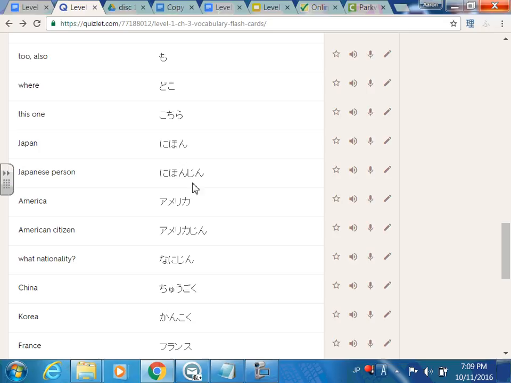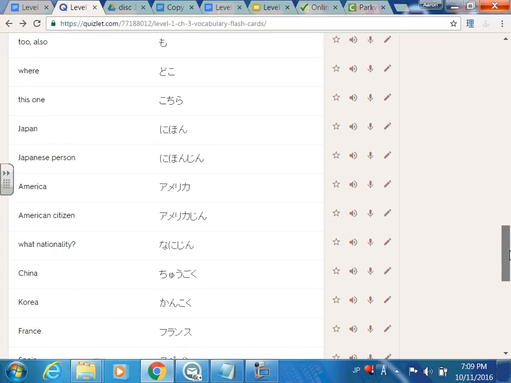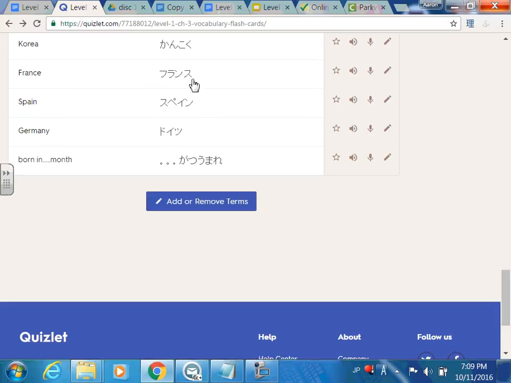Nihon, Nihonjin. To denote someone's nationality, you put name of country, jin, like America, America-jin. Russia, Russia-jin. Mexico, Mexico-jin. Canada, Canada-jin, and so on. So, nani-jin. Nani means the same thing as nan, so it's what nationality, literally. Chugoku-jin, Kankoku-jin. Fransu-jin, Spain-jin, Deutsche-jin.